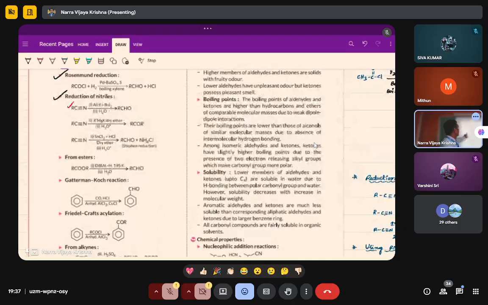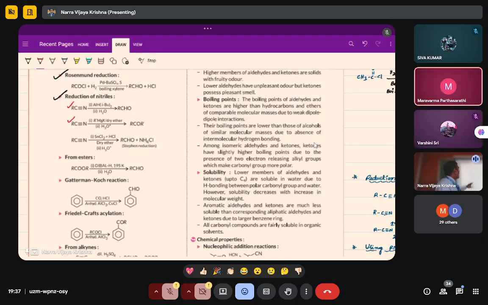Check. They added R prime MgBr. That's why you got the R prime group over the carbon. Clear? Any questions about this one? That was the second reaction. No doubts. Now come to the next one.